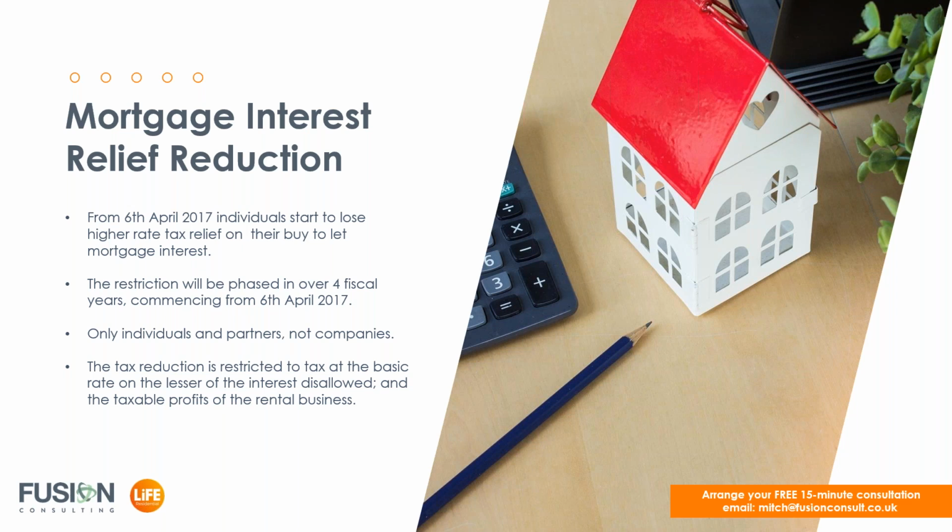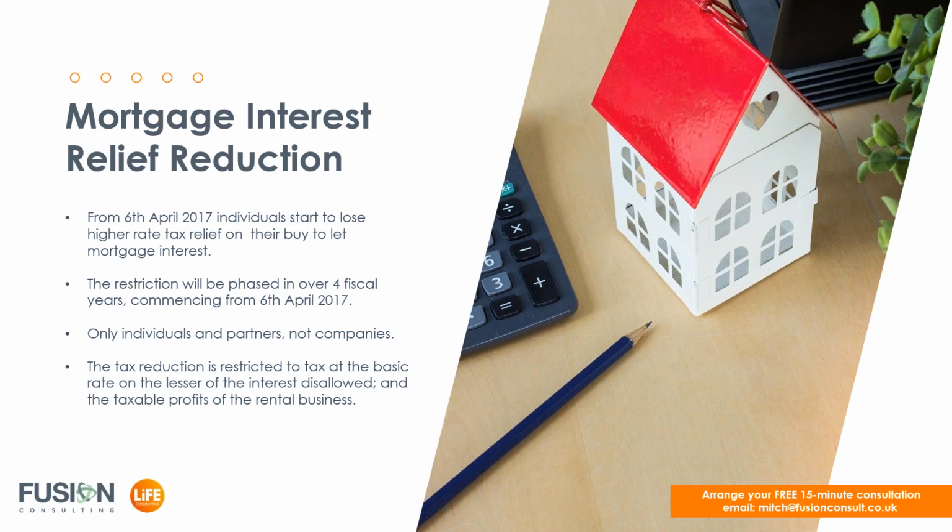But the main area we're going to focus on in this slide is that from the 6th of April 2017, individuals have started to lose the higher rate tax relief on their buy-to-let mortgage interest. The government are essentially restricting the amount of income tax relief on buy-to-let interest so that landlords of residential property can only get the basic rate of income tax on their interest. This restriction is being phased in over the next 4 fiscal years, started last tax year in April 2017.